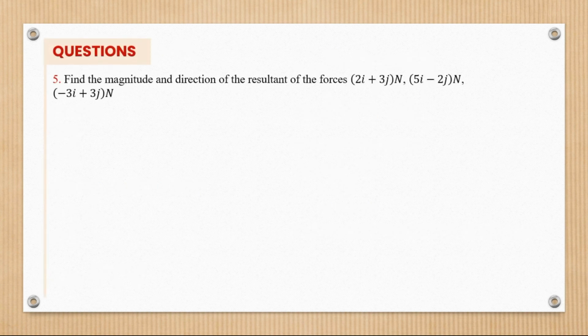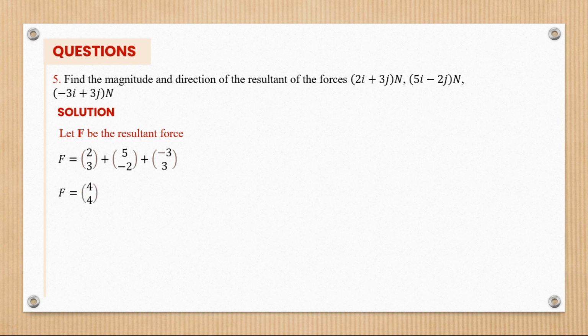Alright, so next question, we're being told to find the magnitude and direction of the resultant of the forces 2i plus 3j newtons, 5i minus 2j newtons, and then negative 3i plus 3j newtons. So these are also two-dimensional vectors where there is only i and j. So let's find the resultant force. We're going to let F be the resultant force. Then F shall be equal to (2, 3) plus (5, -2) plus (-3, 3). So when I total this together, I'll have (4, 4). So now I know the resultant force.